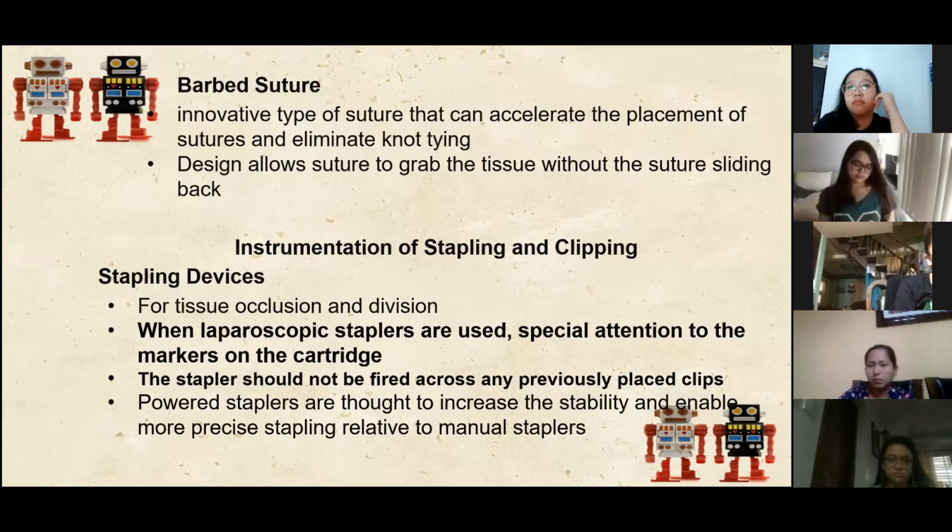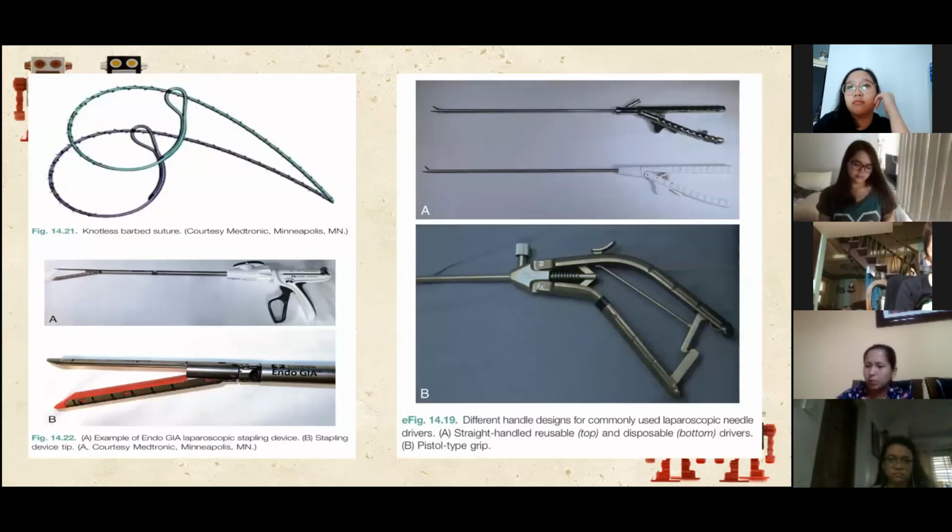So there are also powered staplers, and they are thought to increase the stability and enable more precise stapling relative to manual staplers. So these are your examples of the knotless barbed suture at the top left, and your stapling device at the bottom. And on your right, these are different handle designs for commonly used lap needle drivers.